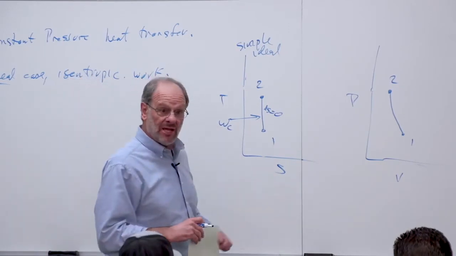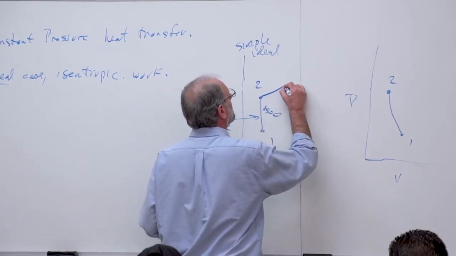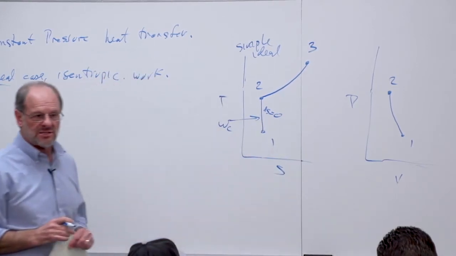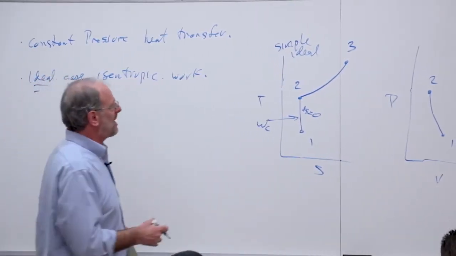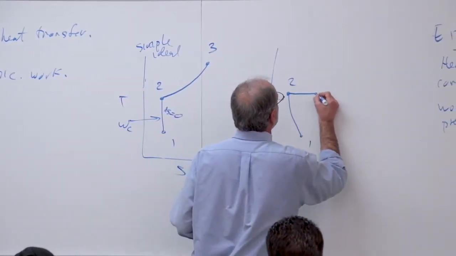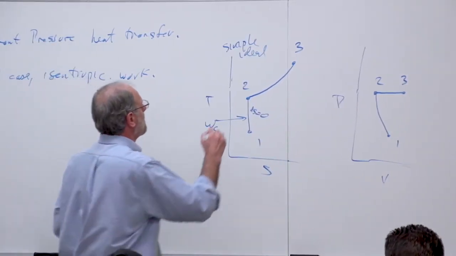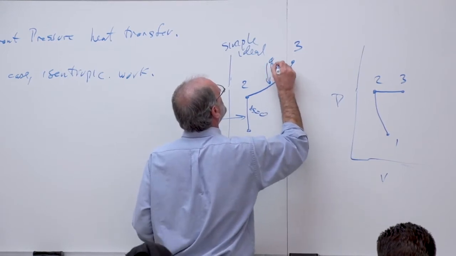Now we have our heat input process. So the heat input is done at constant pressure. Although being done at constant pressure doesn't mean that it's done at constant temperature, right? It's a constant pressure process, but as we add heat, the temperature is going to rise. So we get to point 3. This can also be shown as a horizontal line on the PV diagram, right? Constant pressure heat input. So here is our Q in.